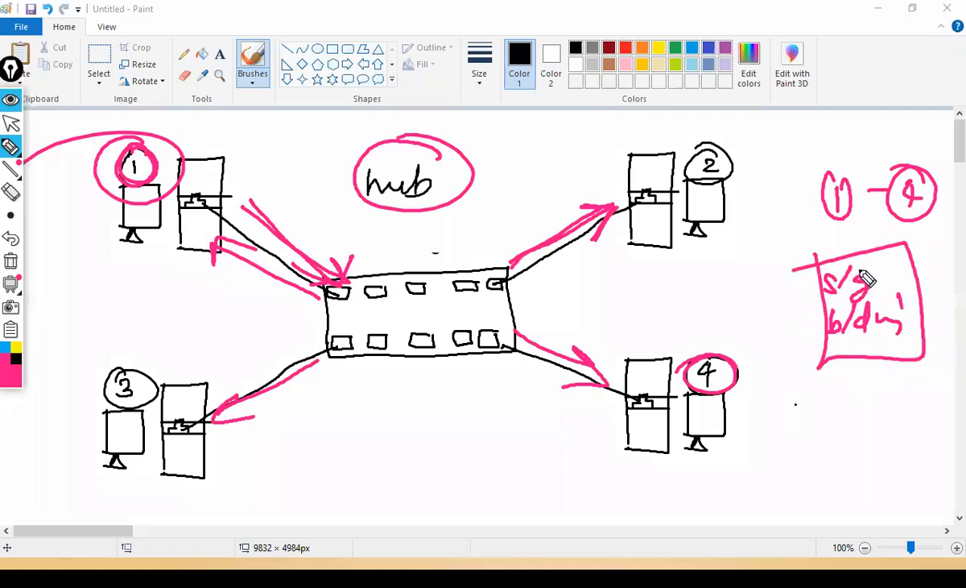So the problem with signal broadcasting is that it may result in collision.